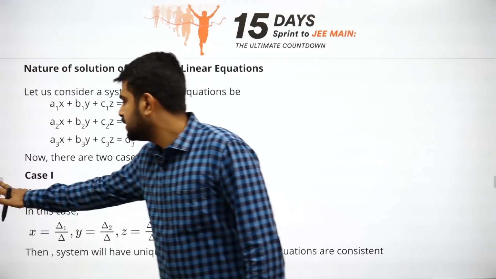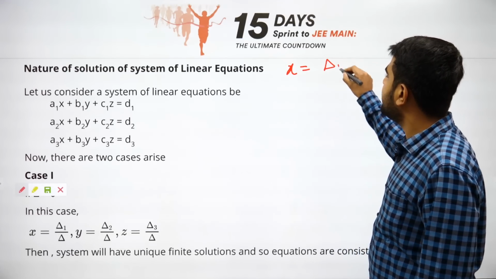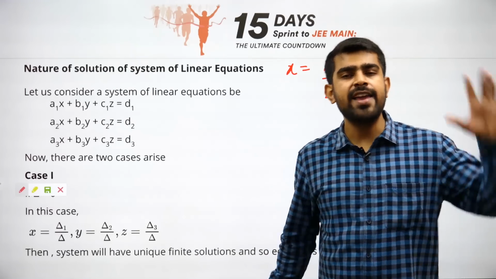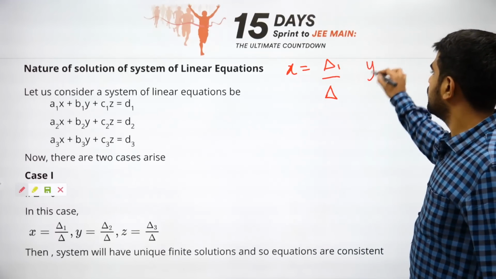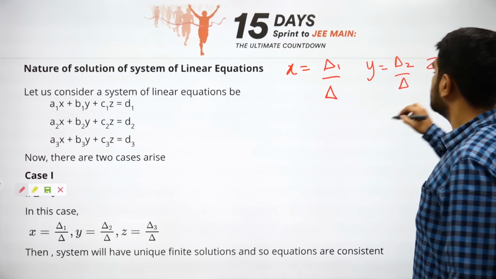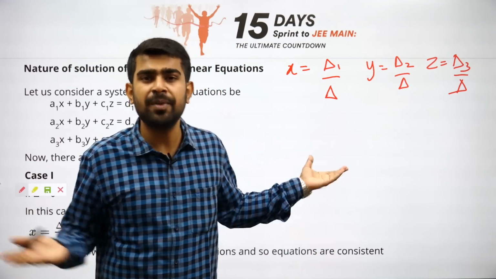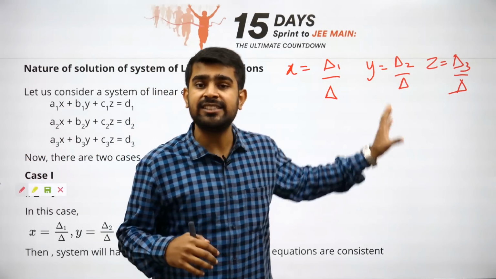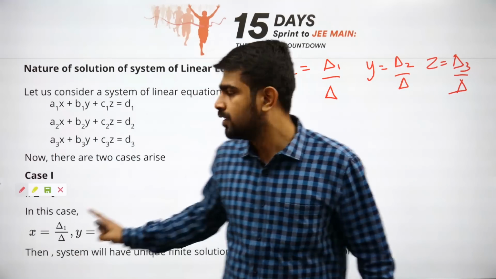Now guys, watch carefully. So I know my x is equal to delta 1 by delta. Okay. So if my delta is not 0, then I always have a unique solution. If my delta is not 0, my x, y and z will all be defined, because the denominator is not 0. So I am really happy about it, because now x, y and z will be unique. Therefore, I will have a unique solution, that is case 1. What is case 1?